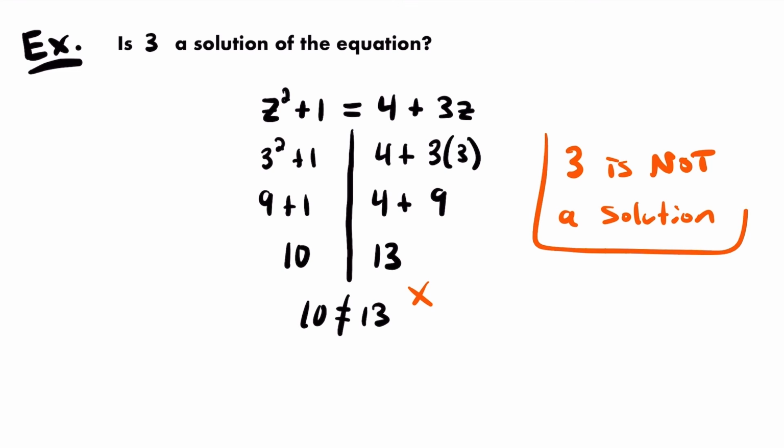Okay, that is the answer to this example. We plugged in 3 and we got an untrue statement for the equation, so we know that 3 is not a solution. Okay, let's take a look at one more example for this video.